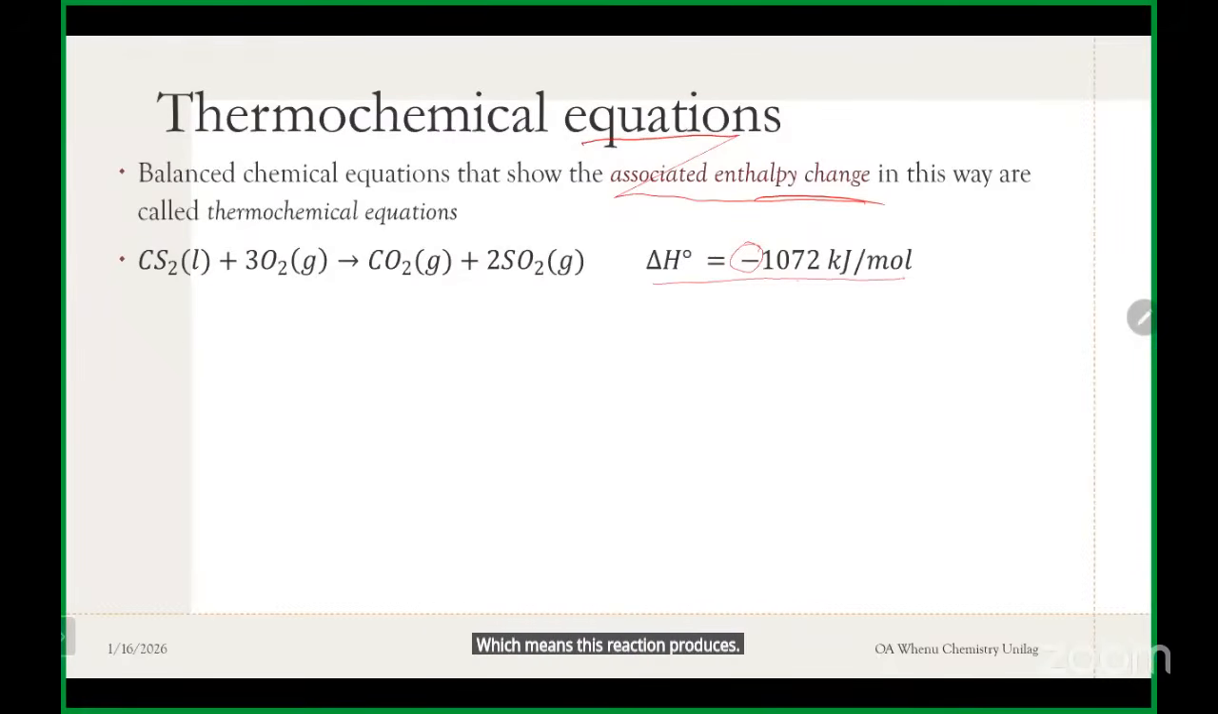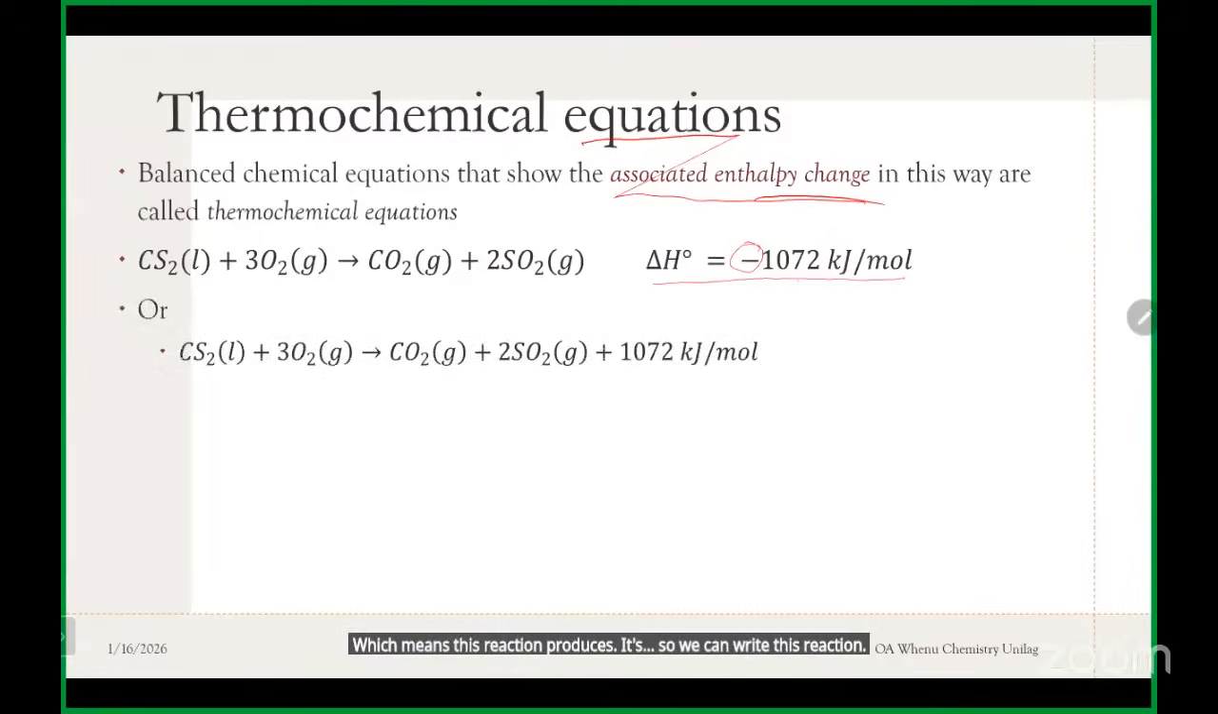So we can write this reaction as this. So carbon disulfide plus oxygen, that's the combustion, to give CO2 plus SO2. Since it's an exothermic reaction, it also produces heat. So that's why we are using plus 1072 in this section.